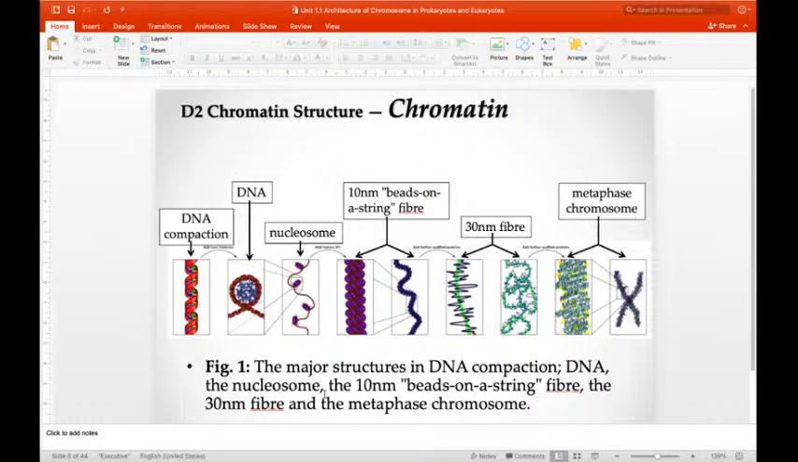Now comes the next part: in eukaryotic cells, how your chromatin is arranged. This is the major structure in DNA compaction. The DNA is compacted into nucleosomes with the help of histones. These histones make beads on a string, a 10 nanometer fiber. Then a 30 nanometer fiber is made from that, and from that a metaphase chromosome is made. That's how your DNA is compacted into a full metaphase chromosome.